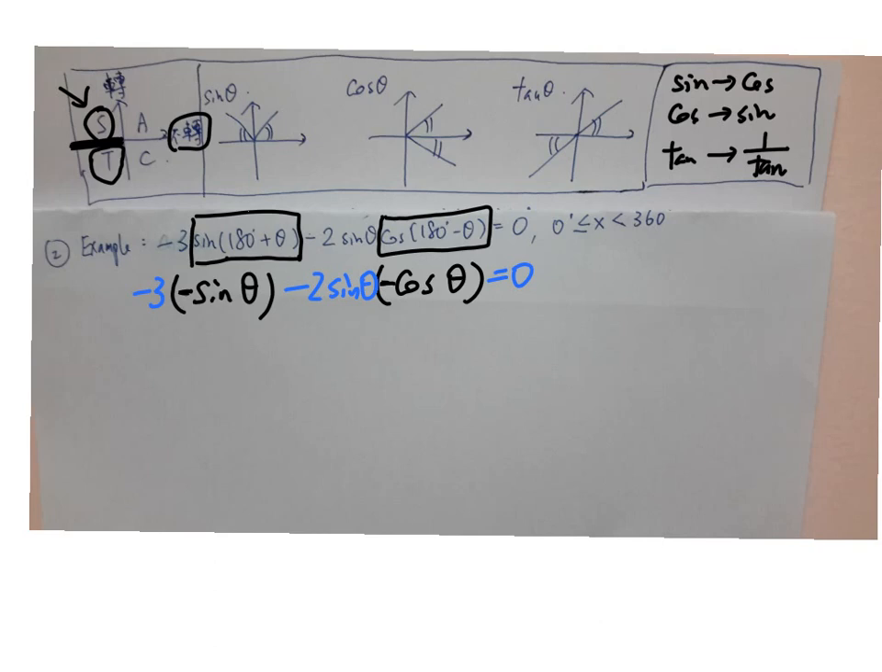So you simplify the question. So here would be 3 sine theta. Negative, negative, you have positive. Negative, negative, once again you have positive. So how to do the next part? You can see that here you have the sine, here you have the sine. So I will factorize it.